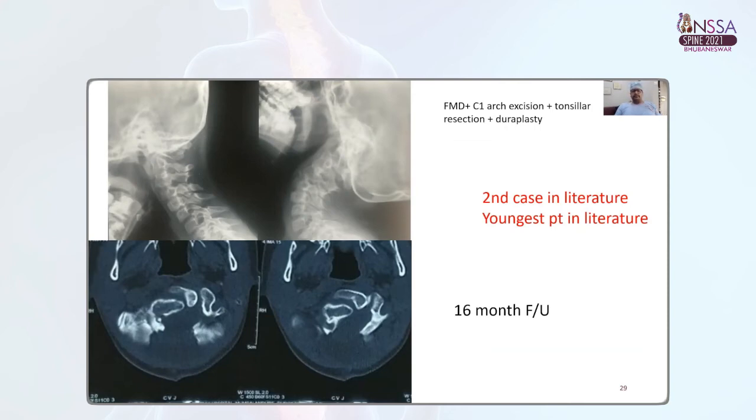We have now a 16-month follow-up for this patient. We see that her atlantoaxial dislocation has not worsened. The hypertrophic facet is still there as expected. However, neurologically, she has made a complete recovery.